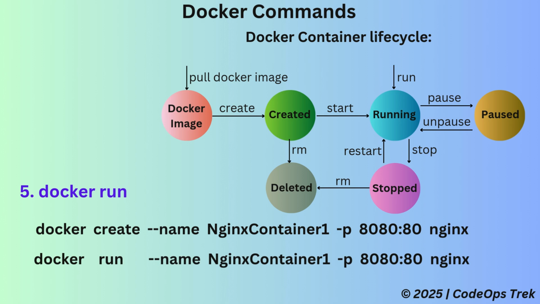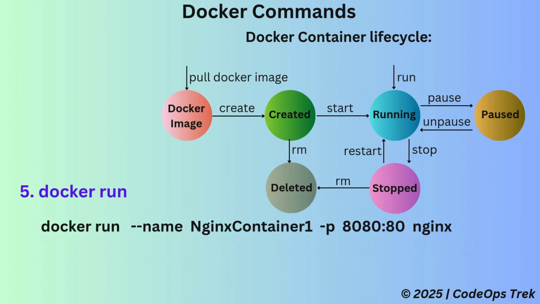But there is an advantage with the docker run command. Unlike docker create, which only creates a container, docker run performs the work of 3 commands in a single step. If the specified Docker image is not available locally, it first pulls the image, then creates a container from that image, and finally starts the container, making it run immediately. This makes docker run a more convenient and efficient way to launch containers in one go.